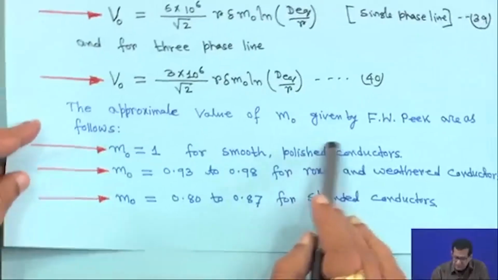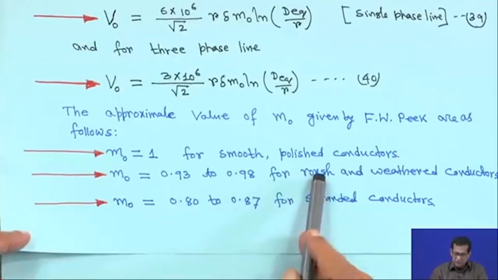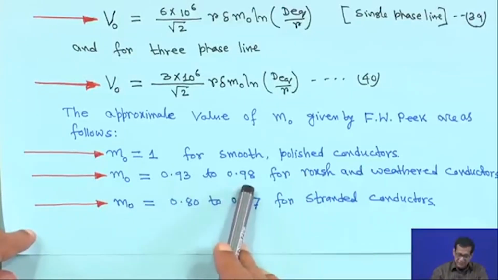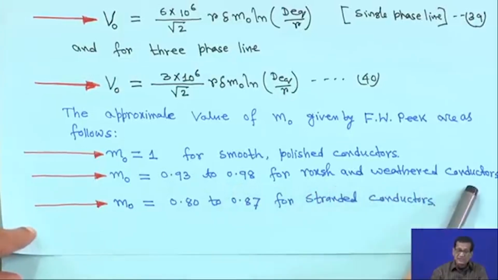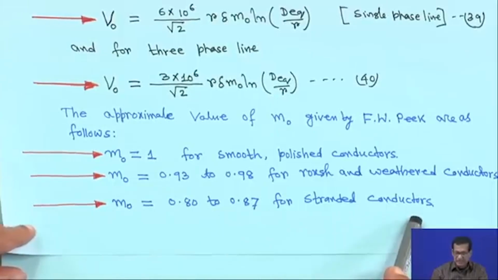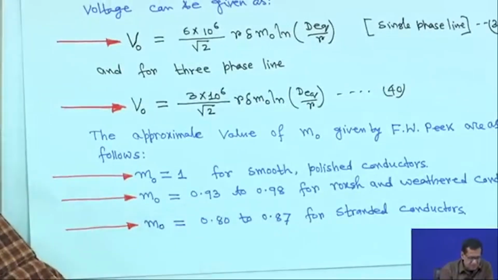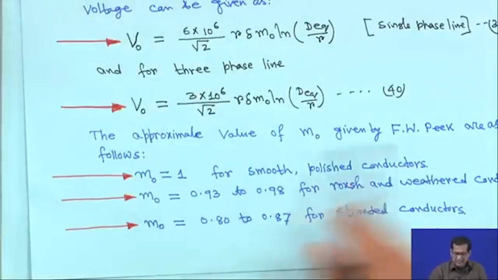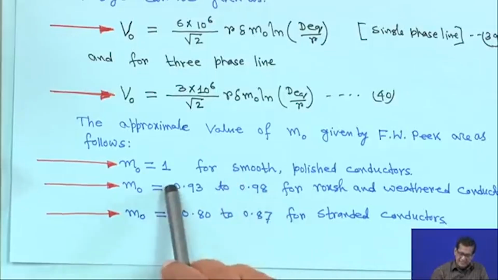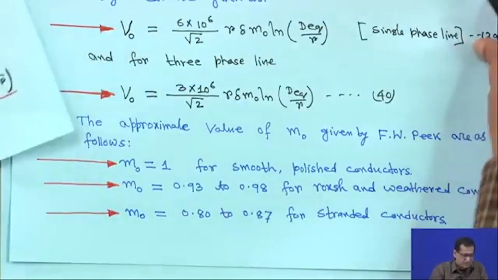The approximate values of m0 given by F.W. Peek are as follows: m0 is equal to 1 for smooth polished conductors. m0 you can take between 0.93 to 0.98 for rough and weathered conductors, and m0 is equal to 0.8 to 0.87 for stranded conductors. So, after several tests, he has made this kind of range for the m0 value, but in reality m0 equal to 1 may not be there, it is either this one or this one.